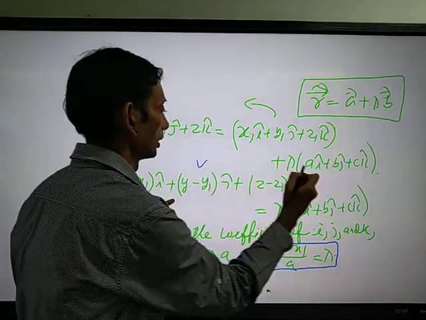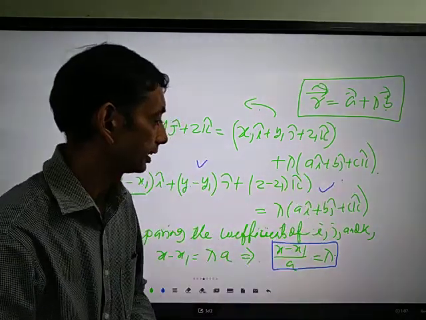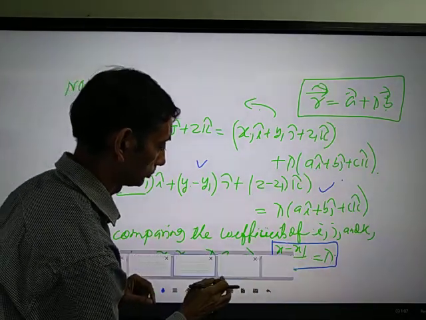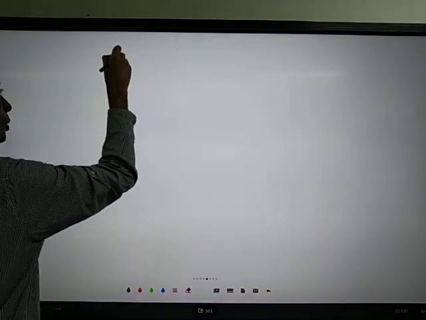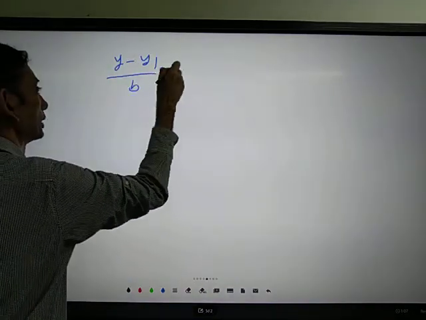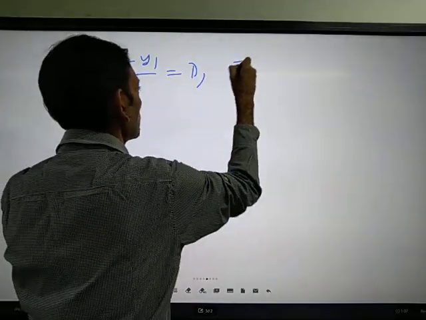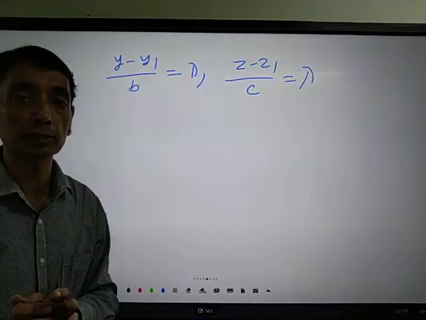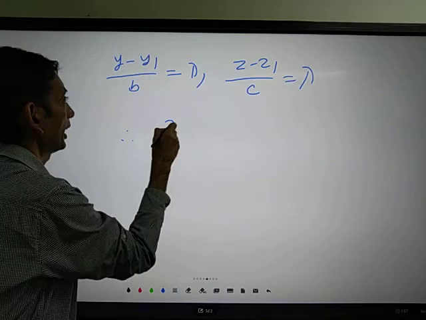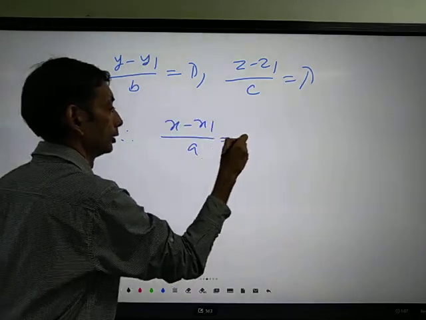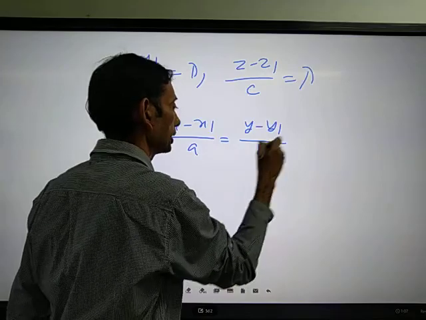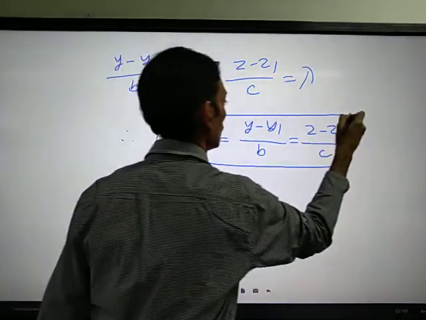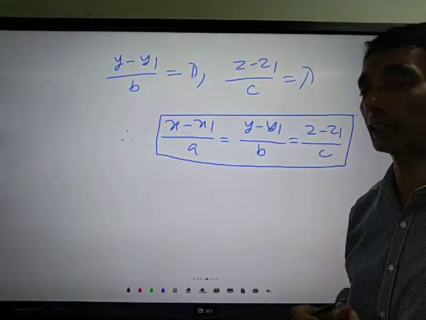Similarly, when comparing the coefficients of j and k, we get similar terms. So y minus y1 by b equal to lambda, and z minus z1 by c equal to lambda. Now we can eliminate lambda from the three expressions. Therefore, eliminating lambda, we get (x minus x1) by a equals (y minus y1) by b equals (z minus z1) by c, which is the Cartesian form of the equation of the line L, right?